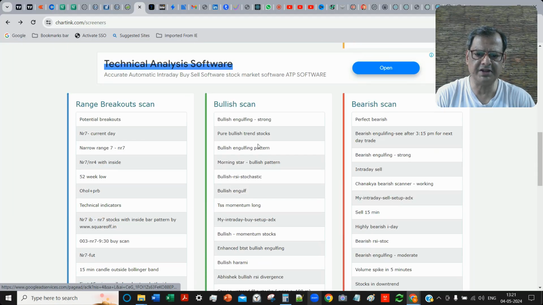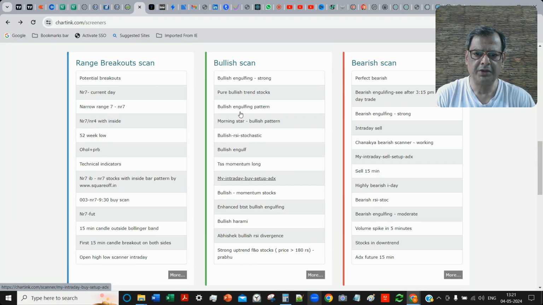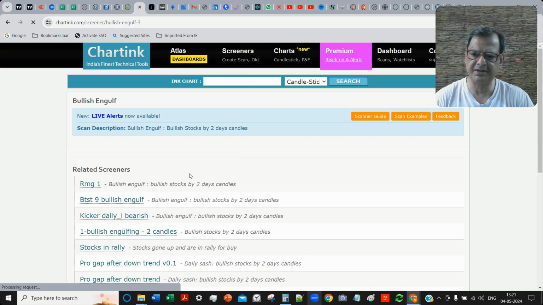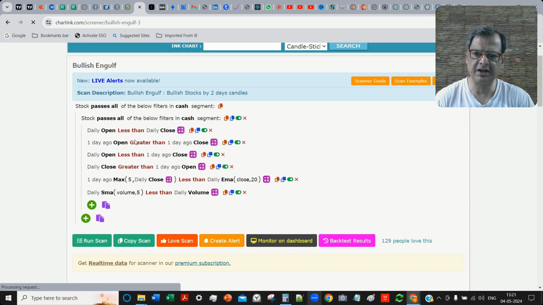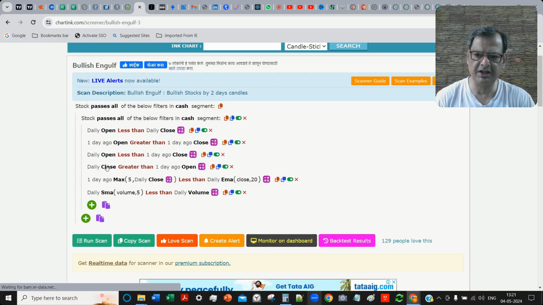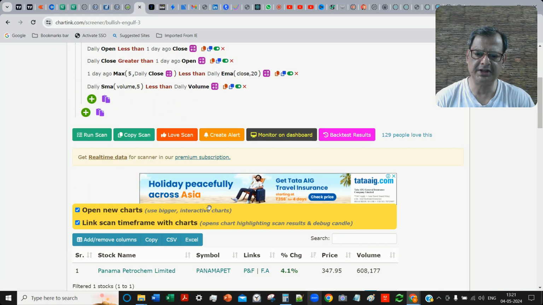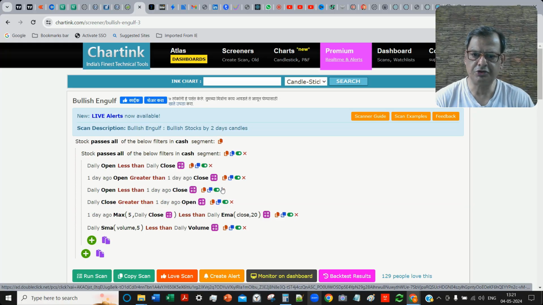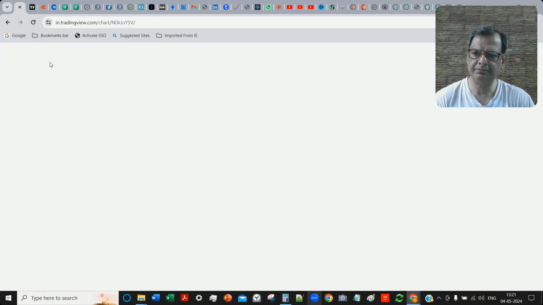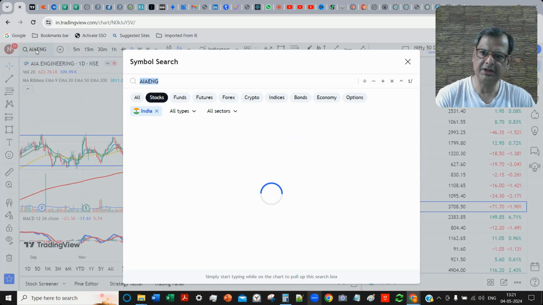So on the basis of this, you can narrow down. For example, if we go for bullish engulfing scan, there are so many bullish engulfing scans that are available. They are showing one at the moment, right? So somebody has already written the code here, and this code basically is showing this. Let's look at this Panama pet. This shows a bullish engulfing where if we come here and we go and we type this in.